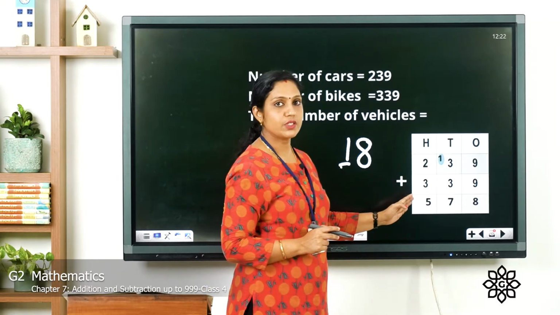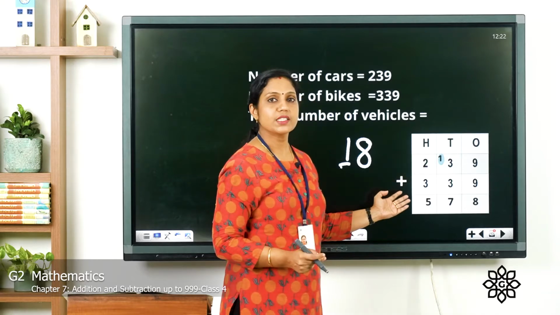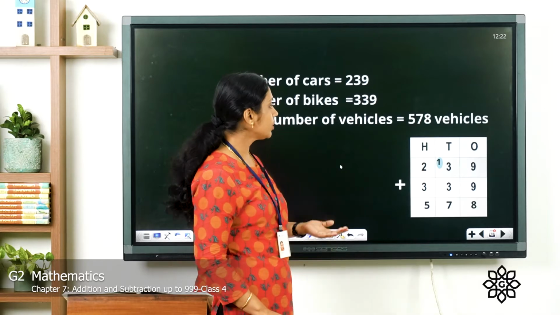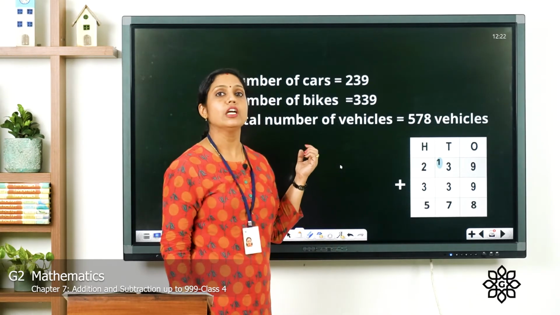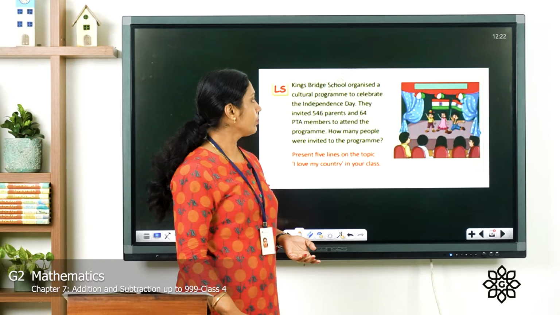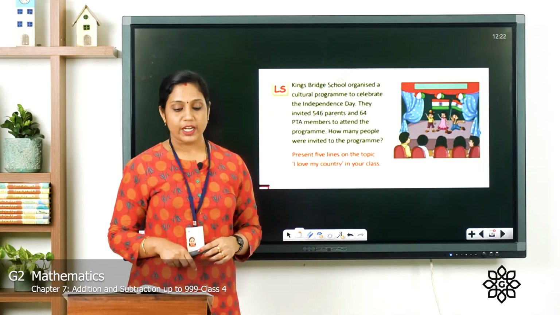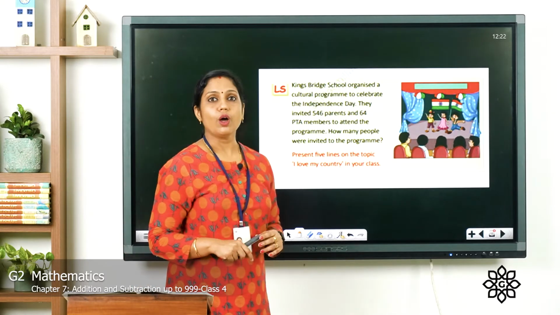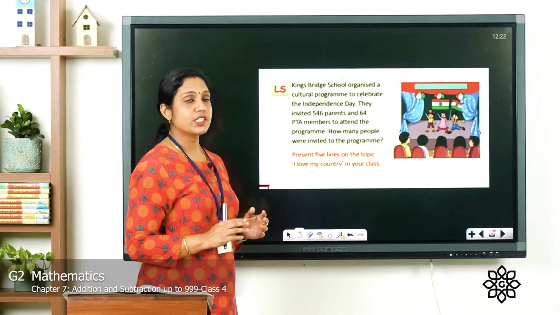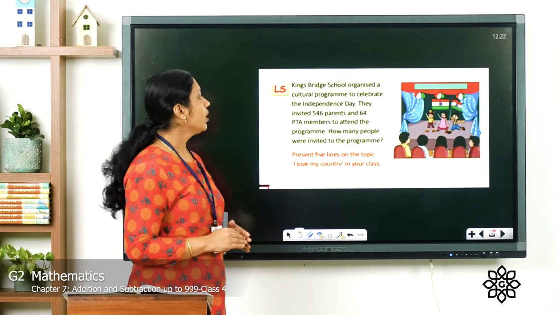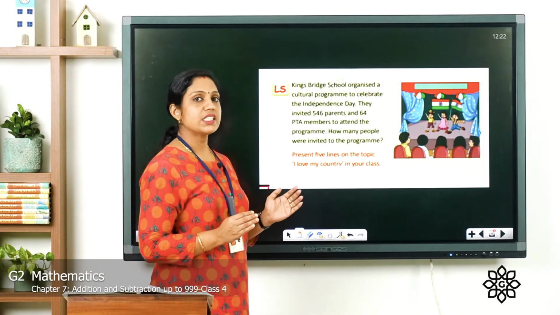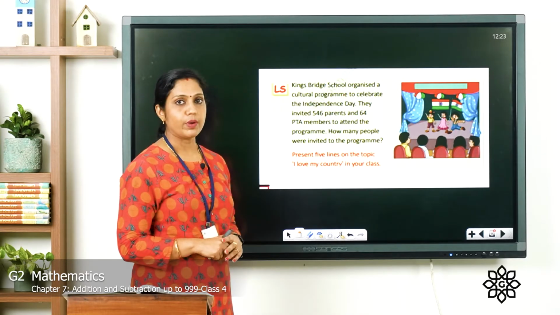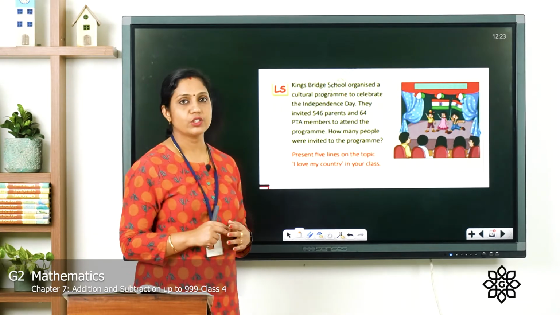Now we'll move to the hundreds position. We have 2 plus 3. 2 plus 3 is 5. And we got the answer 578. So the total number of vehicles is equal to 578. In your textbook, page number 100, you can see this question. Kingsbridge School organized a cultural program to celebrate Independence Day. They invited 546 parents and 64 PTA members to attend the program. How many people were invited to the program?